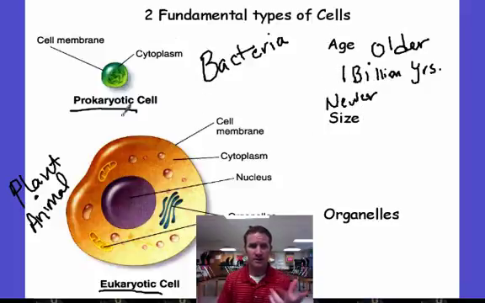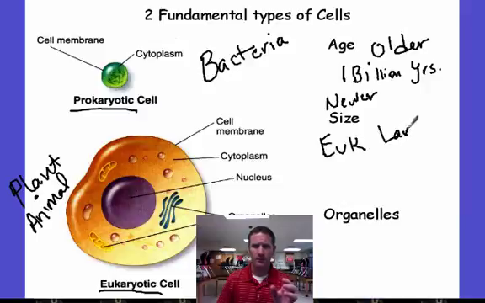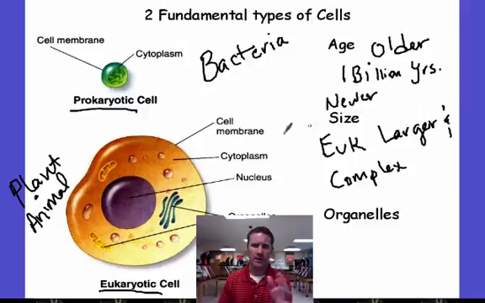Okay, size-wise, you can see there's a huge difference in the size of them. The eukaryotic cell is much larger than the prokaryotic cell. It's much larger and it's much more complex. As you can see, it's got all these different things going on inside of it, whereas this has much less.